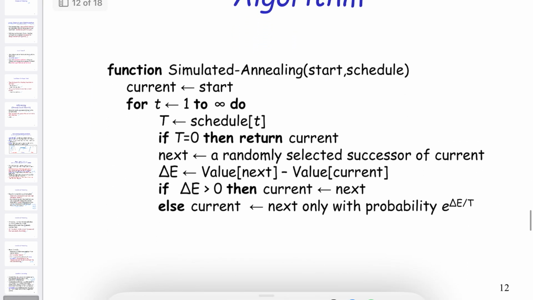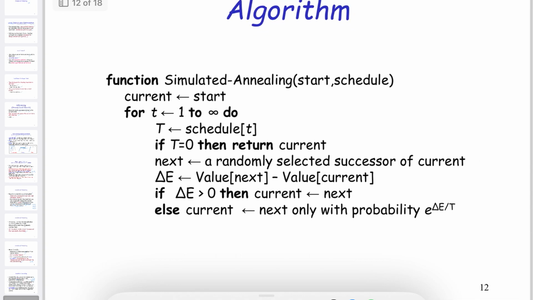Now this is the algorithm of simulated annealing. Algorithms are very important if you want to understand how it works. We have a start and we have a schedule. This is the function simulated annealing. Current equals start: the start state is given to the current state. For t equal to 1 to infinity, where infinity means till we reach the goal or the solution. We use infinity because we do not know when we are going to reach the hill top, so we assume infinity.